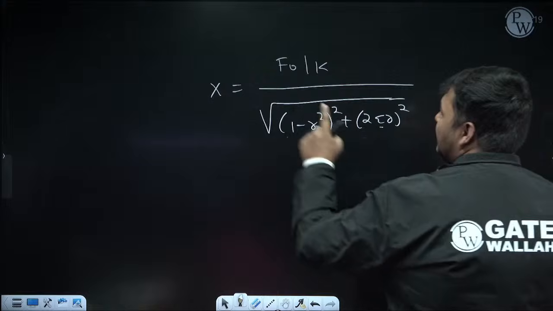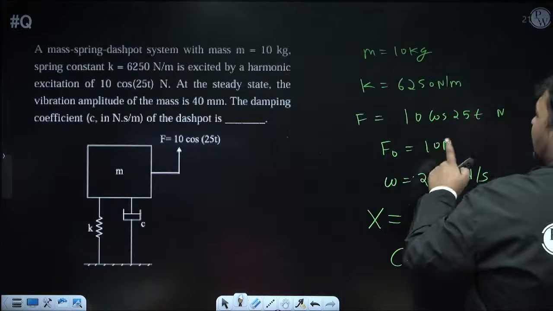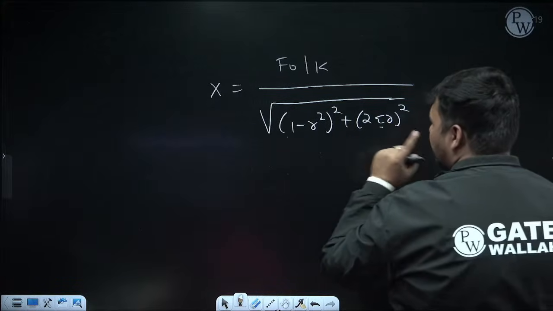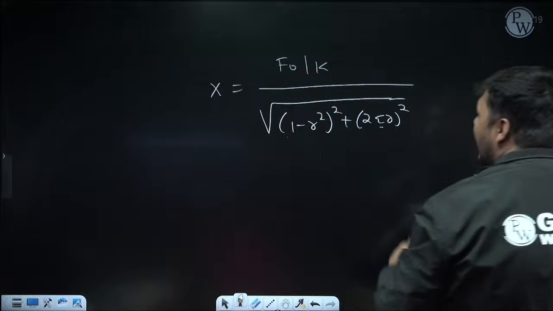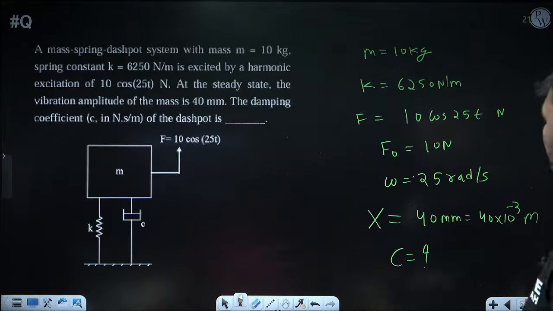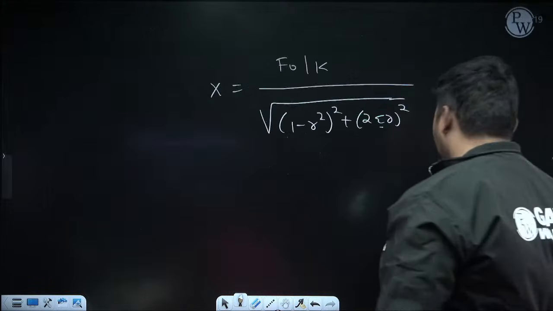But to calculate zeta we should know capital X, it is given. We should know F naught, also given, 10 Newton. We should know K, also given, 6250 Newton per meter. We should know R, which is omega by omega n. So first we'll calculate R. Okay, so R is omega by omega n. Omega is known, 25 radian per second. Now what is omega n?